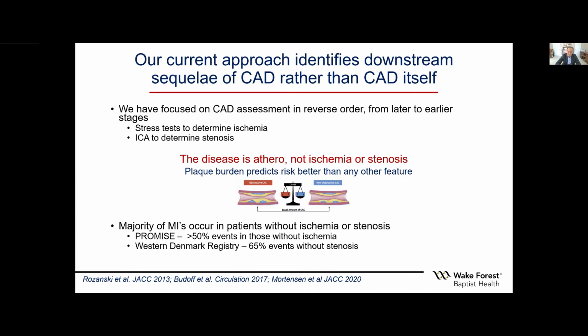But again, as we've said, the disease is atherosclerosis, not either ischemia or stenosis, which are simply surrogates for burden of atherosclerosis. Plaque burden predicts risk better than any other feature. So using imaging that quantifies plaque burden is going to be most effective for detecting and stratifying risk. It's also important to recall that the majority of MIs occur in patients without either ischemia or stenosis. In PROMISE, we saw that more than half of the events occurred in those without ischemia. And in the Western Denmark registry, 2/3 of events occurred in individuals without stenosis.